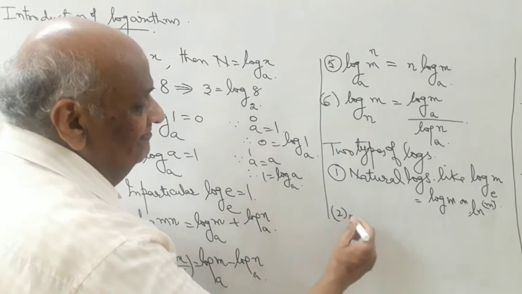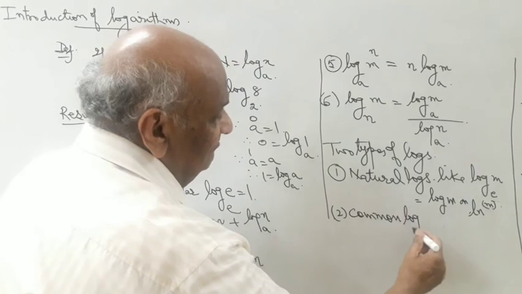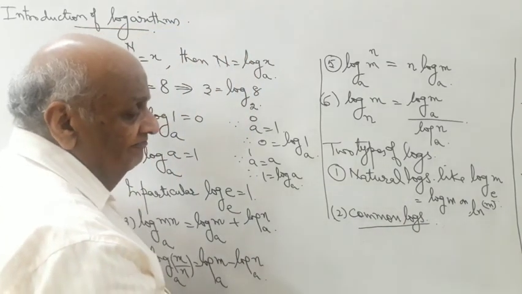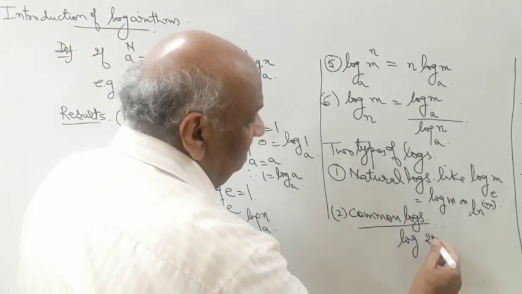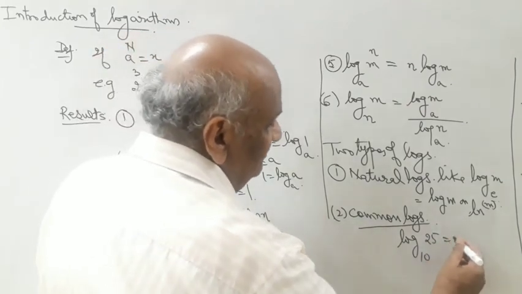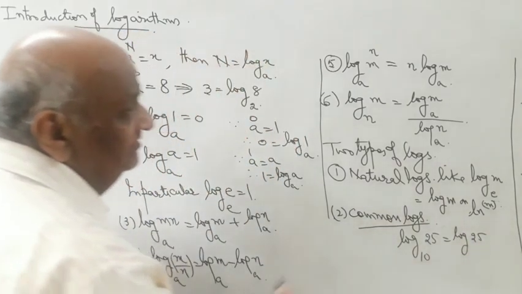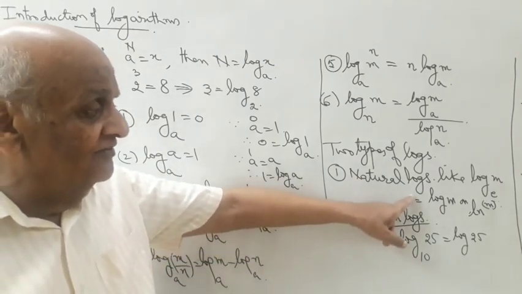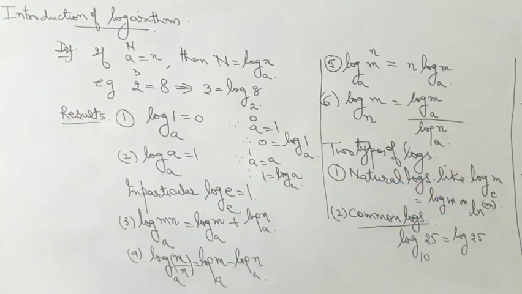The second is common logs. Nowadays these are used when we have some calculation work, numerical work. So it is log 25 to the base 10. Here the base is taken as 10, and this is just log 25 because the base 10 is understood. So this type of log is taken as common log, but in calculus we are concerned with the natural logs, log of m to the base e.